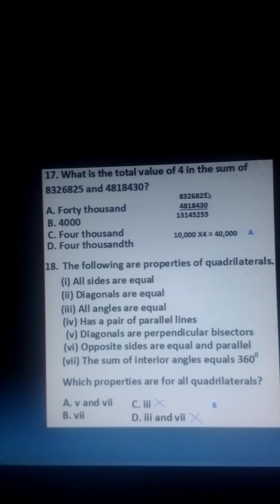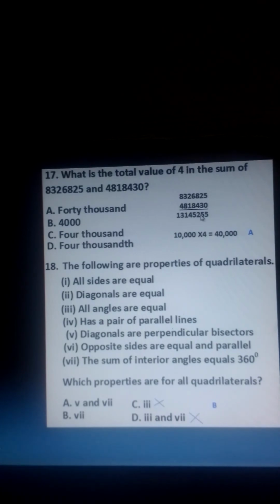So I've lined them up in line with ones, tens, hundreds, thousands, like that. So 5 plus 0 is 5. 2 plus 3 is 5, 8 plus 4 is 12, carry 1, 6 plus 8, 14, 14 plus 1 is 15, carry 1, 2 plus 3, 2 plus 1 is 3, plus 1 is 4, this is 3 plus 8, 11, 8 plus 4, 12, 13. So that's the answer we get, and we need to find the total value of 4 in the sum.